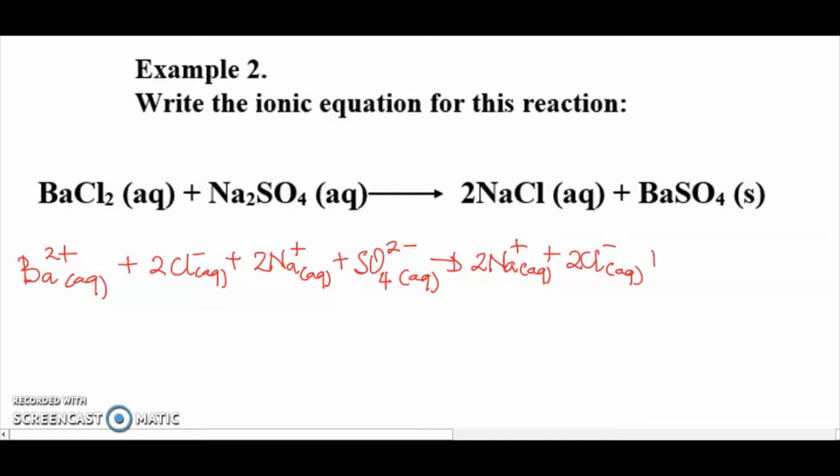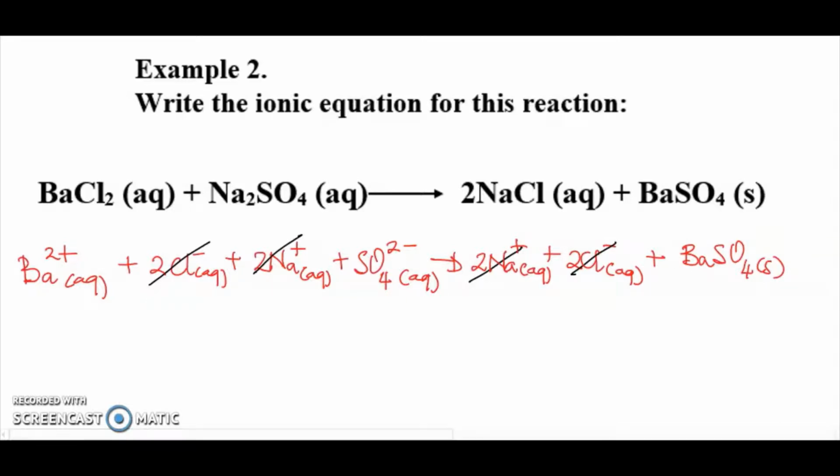Barium sulfate is solid, so it does not form ions. We would have BaSO4 solid. Take note, though it is an ionic compound, it is in the solid state here, so it doesn't form ions. Now, what next do we have to do? We need to cancel out the ions that are identical on either sides of the equation. So here we cancel the chloride ions. Here we have sodium. We cancel out the sodium ions as well.